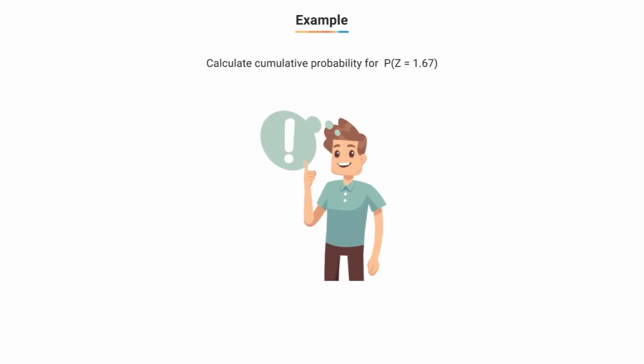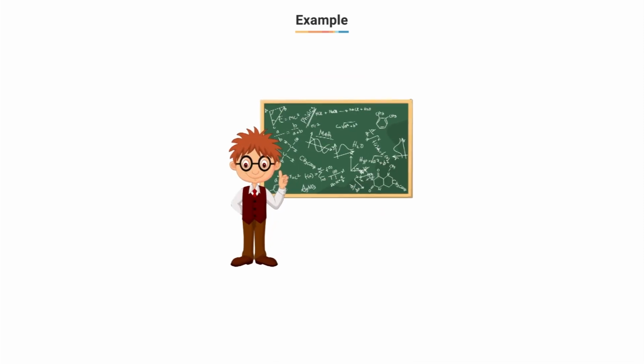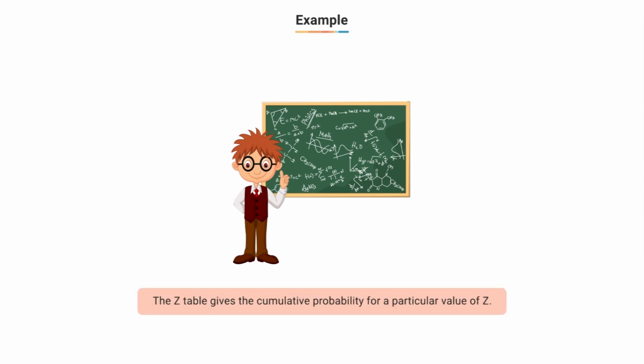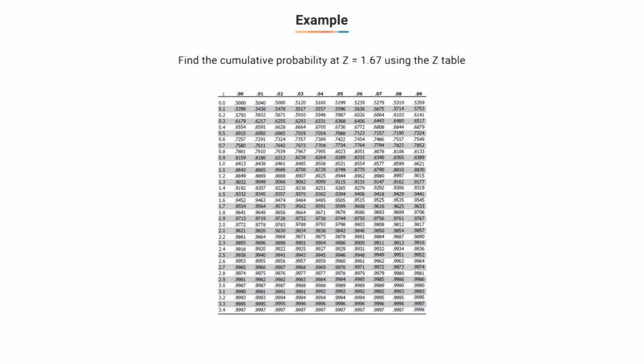So how can you find out the probability of z equal to 1.67? If you observe carefully, we are essentially calculating the cumulative probability for z equal to 1.67. Fortunately, some mathematicians have calculated all the probabilities and put them in a table which is called the z table. This table gives the cumulative probability for a value of z. And let us see how you can find this in the z table, to find the cumulative probability at z equal to 1.67.